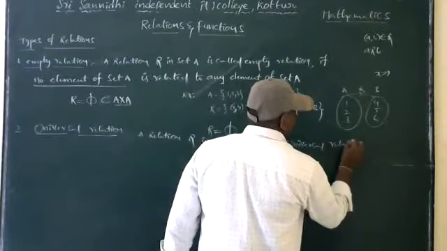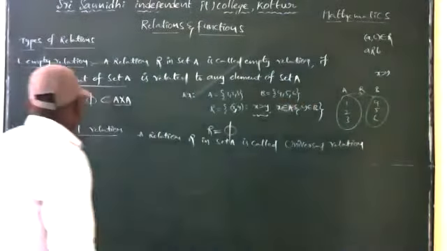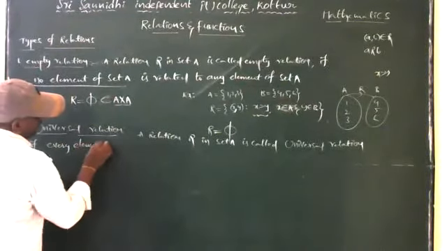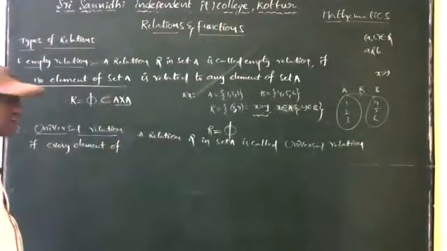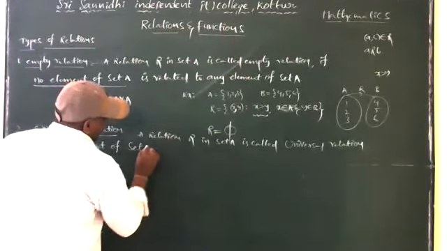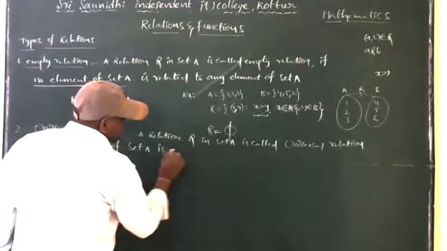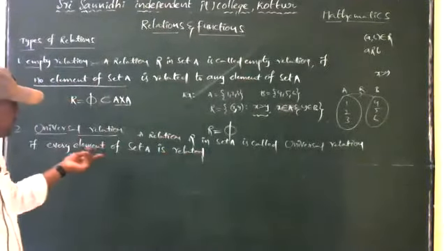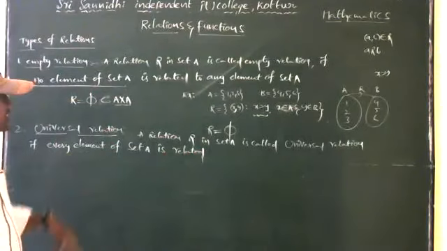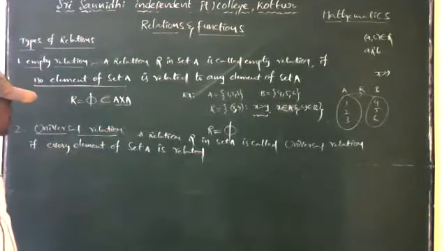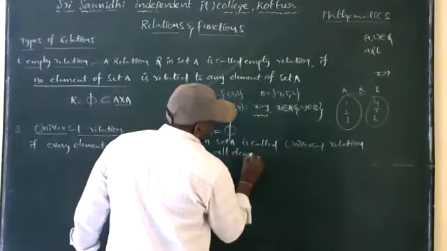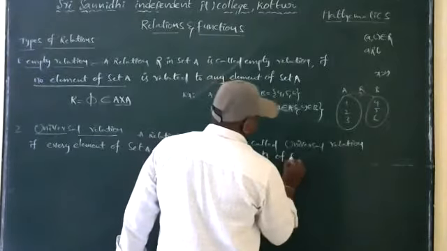Universal relation if every element of set A is related to every element of set A, that is, to all elements of set A.